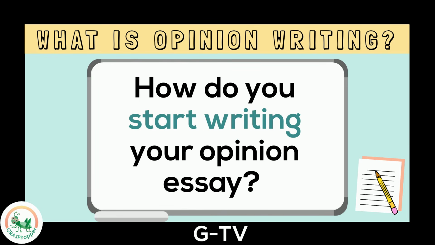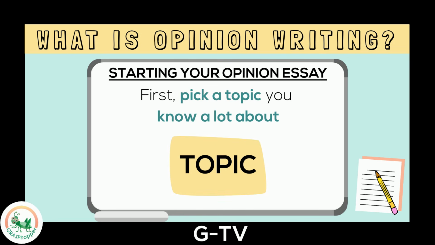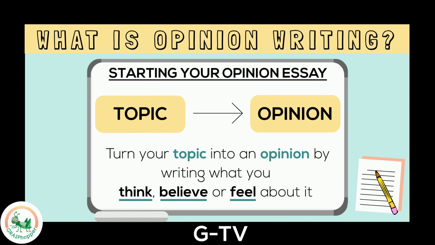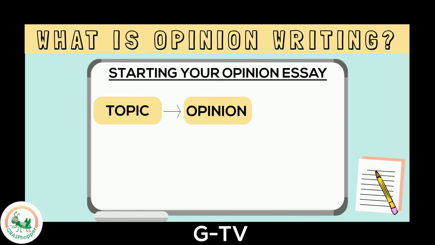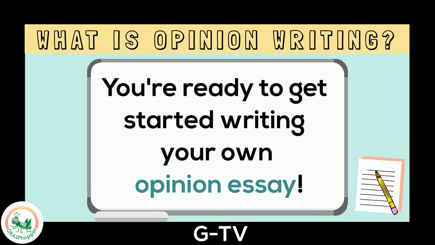Now that you know the parts of an opinion essay, how do you start one? First, you pick a topic that you know a lot about. When you have your topic, you turn it into an opinion by writing what you think, believe, or feel about it. When you have your opinion, you have to explain it to your readers. You'll do this by elaborating on your opinion with reasons and examples. You're ready to get started writing your own opinion essay.